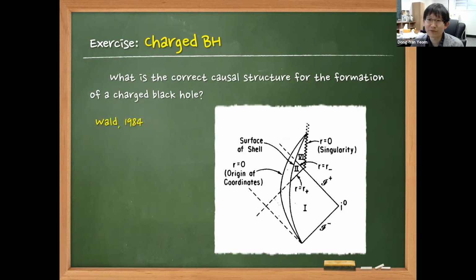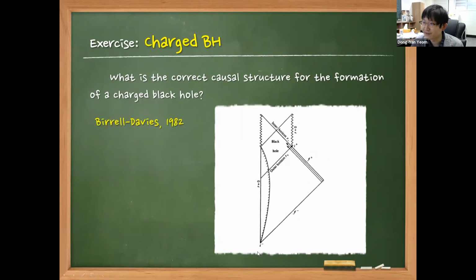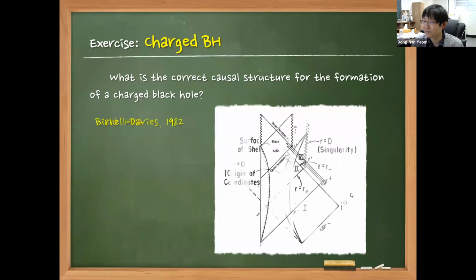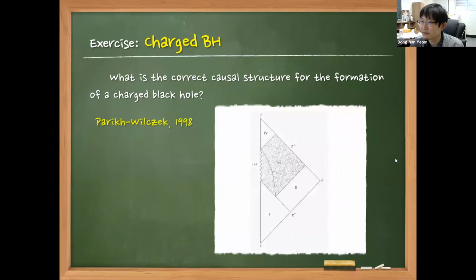And in the famous general relativity book by Wald, they draw the star interior this way. Compared to this one, in Birrell and Davies they draw this way, but in the book of Wald, they draw this way. This was the star interior, or surface of the shell. This is number 3, and this is number 4. In 1998, Parikh and Wilczek drew this way.